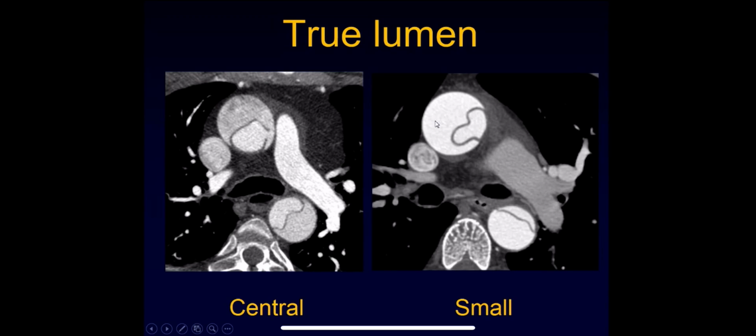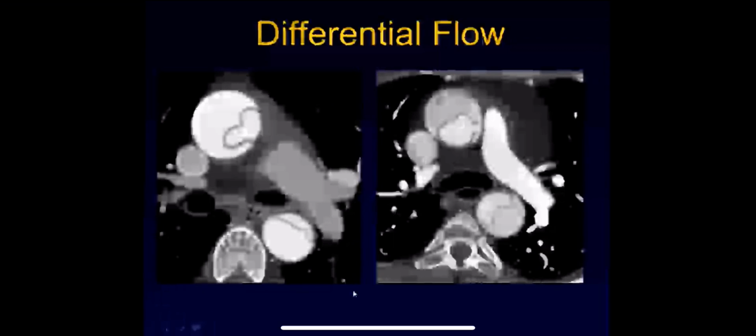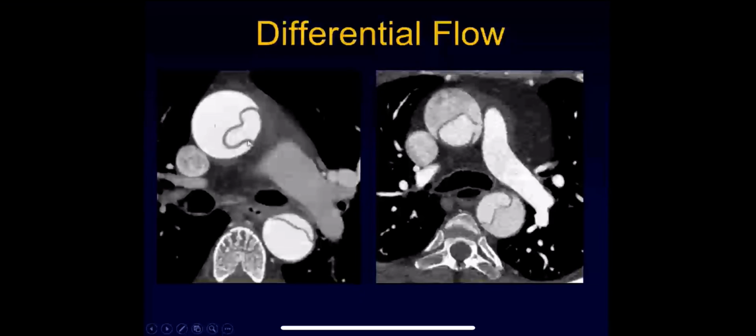And as I mentioned, you may have differential flow, because in the first case here, you've got slow flow in the false lumen. But if you were to image a few seconds later, then you may see that the flow there would increase and may be equal to the true lumen. So that's what we're looking at here. Equal flow on this first patient, differential flow on the second one.